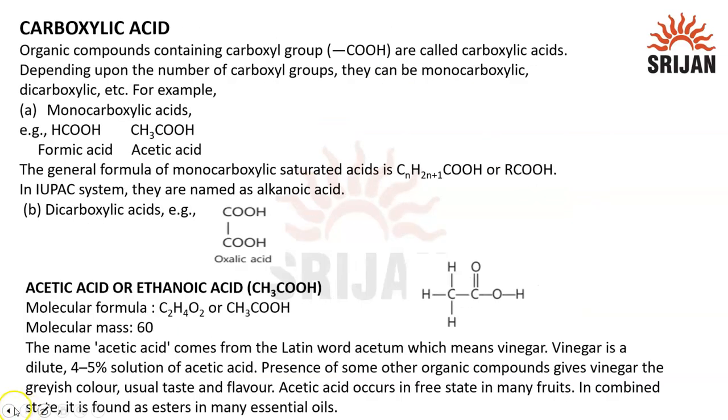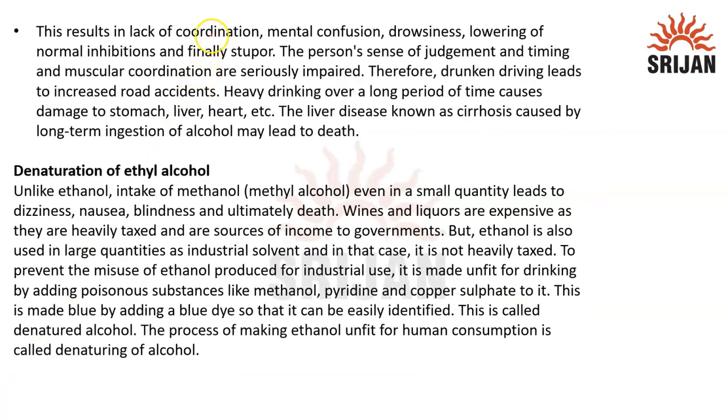So, in that case, what happens? It results in lack of coordination and mental confusion, drowsiness, lowering of normal inhibitions, and stupor. The person's sense of judgment and timing will be impaired. Drunken driving also leads to increased road accidents. Heavy drinking over a long period of time causes damage to the stomach, liver, heart, etc. Liver disease, known as cirrhosis, is also caused by long term ingestion of alcohol and it may cause death.